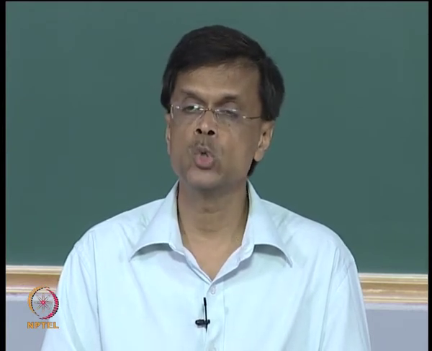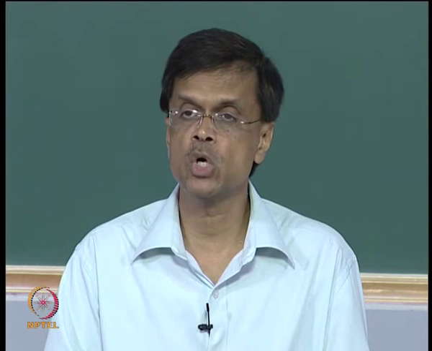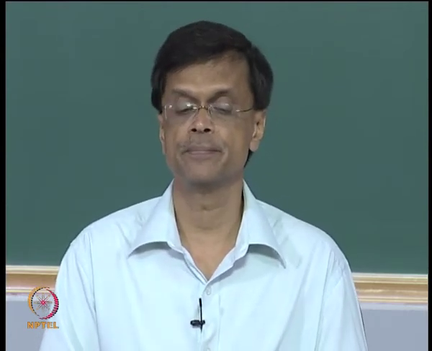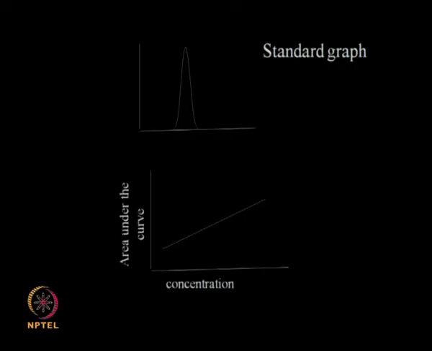So there we are using something called a standard. The standard is another compound whose concentration is known, which we are adding, and by measuring its area under the curve we know the response of that particular component, and we try to extrapolate it to the response of the compound which we are trying to quantify, and then get the concentration of that particular component. That is called the internal standard method. Another approach, as I explained, is the standard graph. These are the different ways by which you can tell what the concentration of a particular compound in your mixture is.